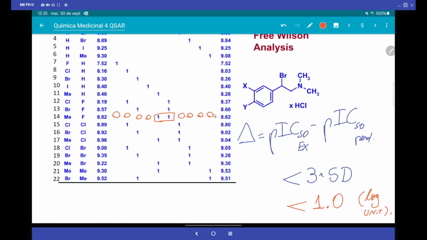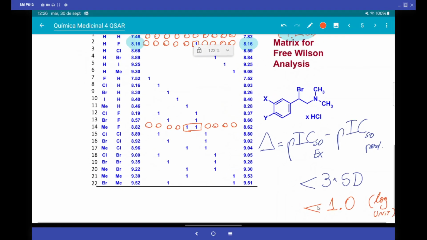Example. Suppose this value is 7.5. What happens if the prediction had been 8.6? I would be going beyond a logarithmic unit, so the prediction is bad. If the prediction were 8.5, we would be at the limit. This criterion almost always coincides with the stricter one, the one up here, 3 times the standard deviation, since that multiplication is rarely superior to 1, mathematically speaking.